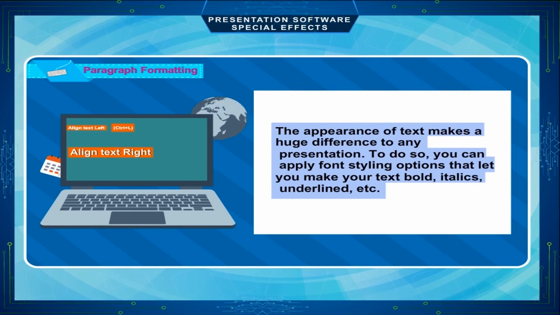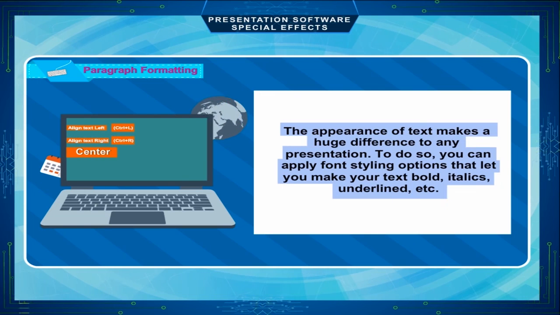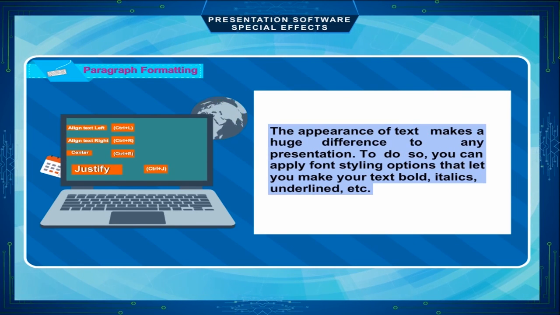Align text right, Ctrl plus R. Aligns the text towards right side of the document. Center, Ctrl plus E. Aligns the text between left and right edges. Justify, Ctrl plus J. Arranges the text between left and right edges.